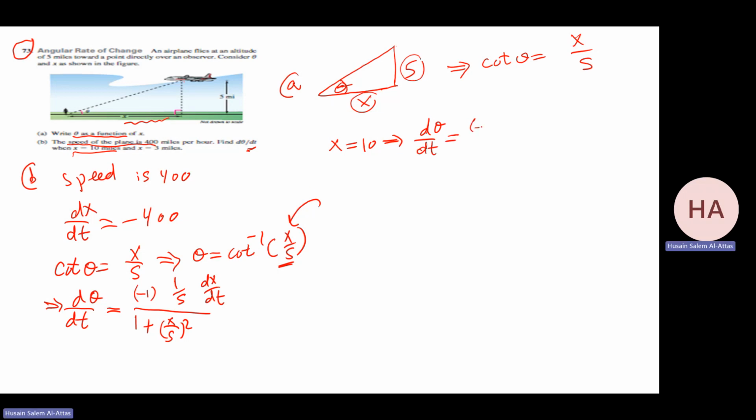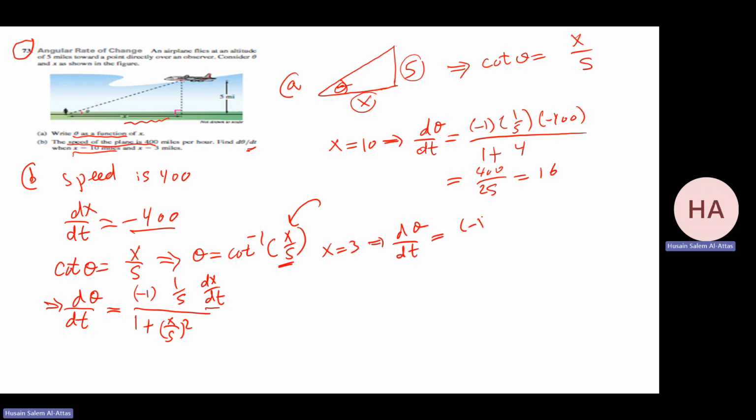Just substitute minus 1 over 5 times dx by dt, which is minus 400, over 1 plus (10 over 5, which is 2) squared, 1 plus 4. So that will give me what? 400 over 25, which is what? 16. X equal 3. What will be d theta by dt?